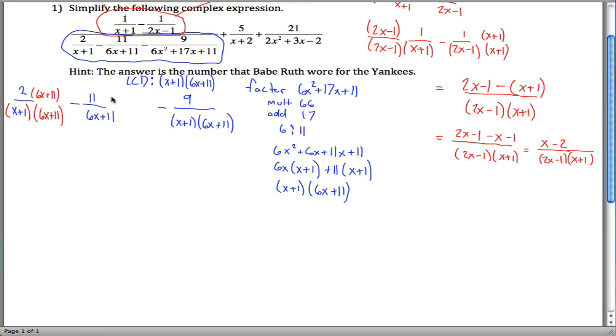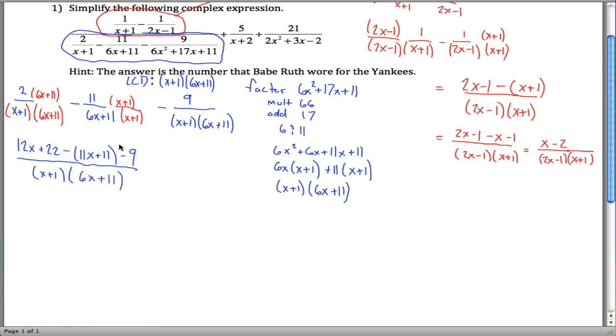And this guy here by x plus 1 over x plus 1. I have to multiply these things on the top and the bottom so I don't change the value of anything. But what I now have is 2 times 6x plus 11 is 12x plus 22. And from that I want to subtract 11 times x plus 1 is 11 plus 11x plus 11. And from that I want to subtract 9. And I can write that all over my least common denominator, which is x plus 1 times 6x plus 11.